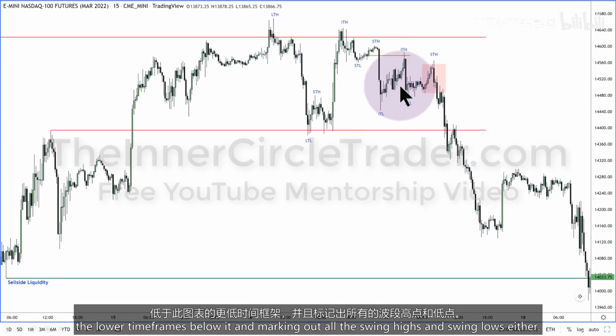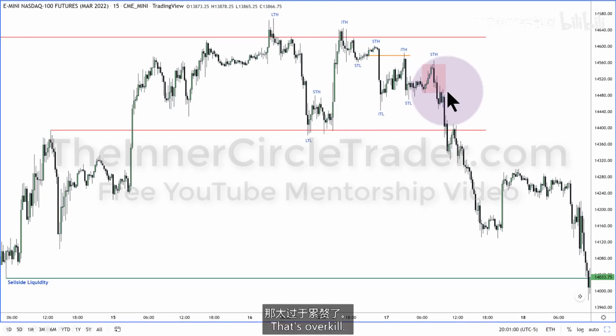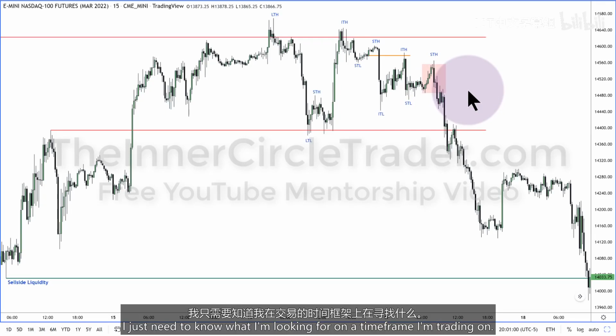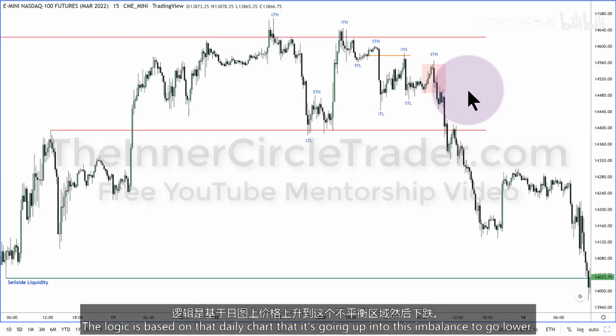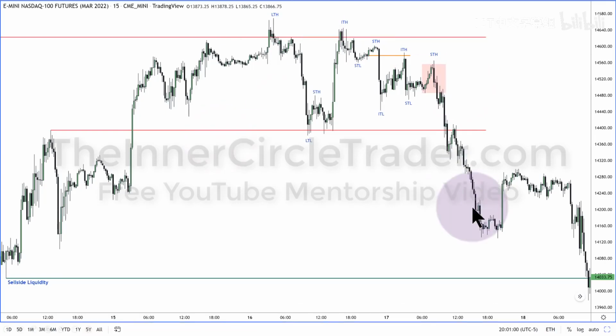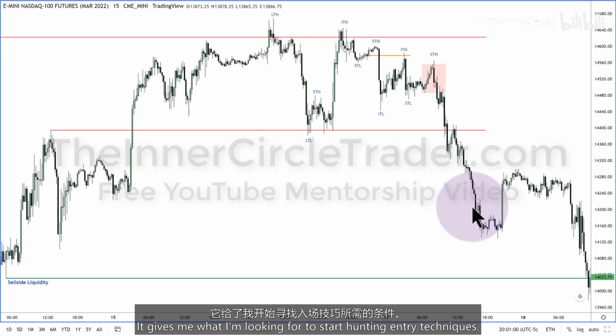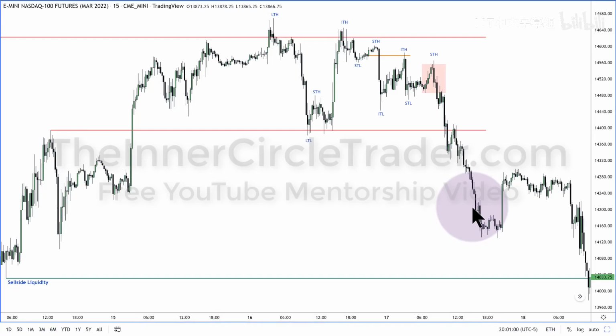Now, once we establish the market structure on that hourly chart, I'm not going down into the lower time frames below it and marking out all the swing highs and swing lows either. That's overkill. I just need to know what I'm looking for on the time frame I'm trading on. The logic is based on that daily chart that it's going up into this imbalance to go lower. The hourly chart frames my trade. It gives me what I'm looking for to start hunting entry techniques.